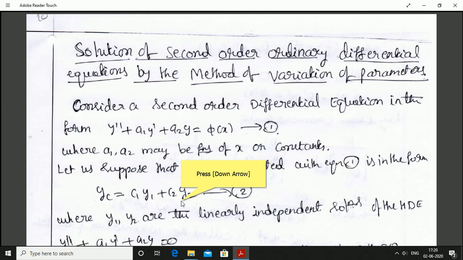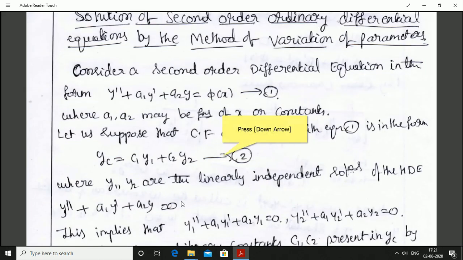To illustrate this, I'll take a second order ordinary differential equation in the form y'' + a1 y' + a2 y = phi(x). Here a1 and a2 may be functions of x or they may be constants. Its complementary function is of the form yc = c1 y1 + c2 y2, where y1 and y2 are the linearly independent solutions of the homogeneous differential equation y'' + a1 y' + a2 y = 0.